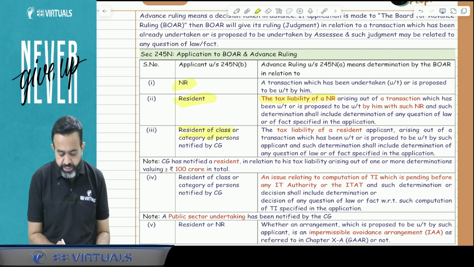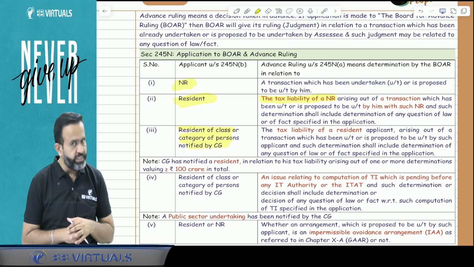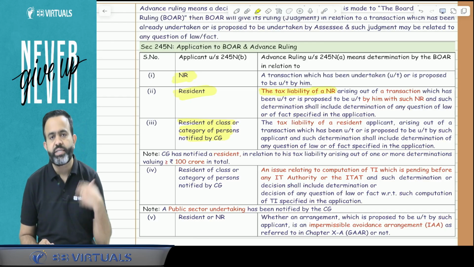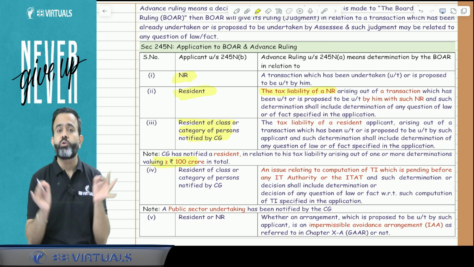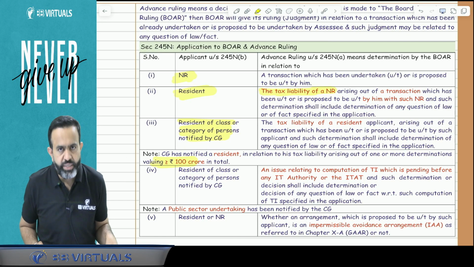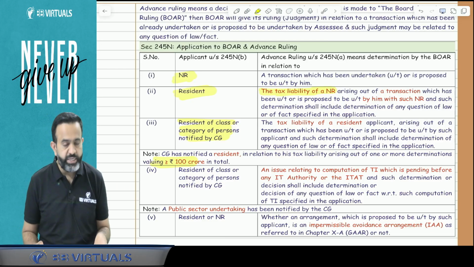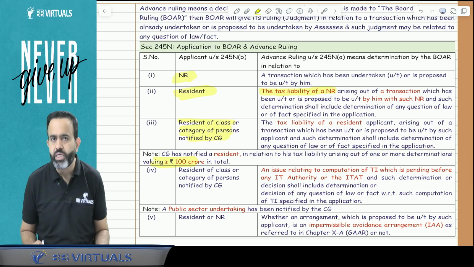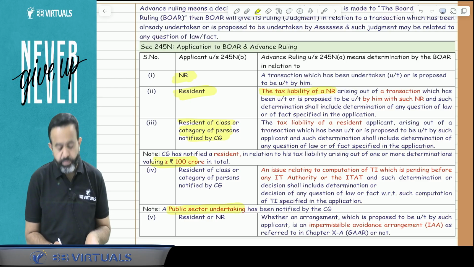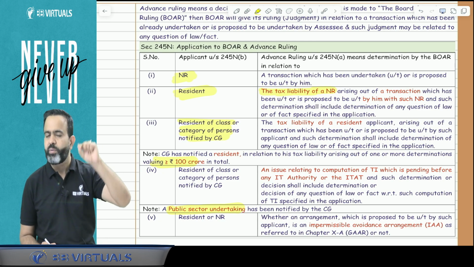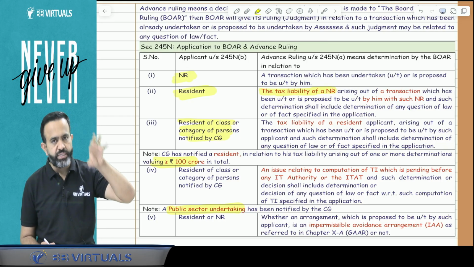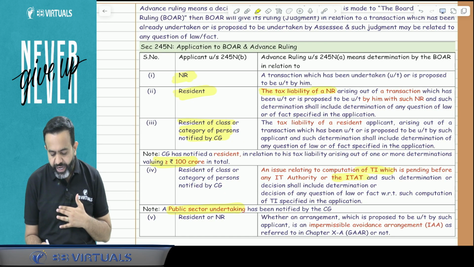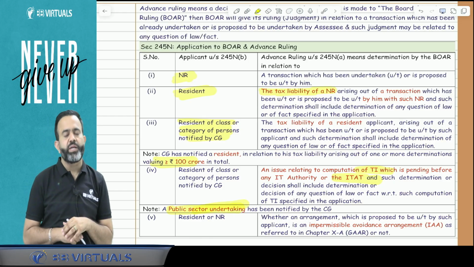Now third is any resident class of person notified by the Central Government, where the Central Government has notified that any resident person who has undertaken or is going to undertake a transaction whose value is 100 crore rupees or more, may apply for advanced ruling. Now the fourth is any notified class of person mentioned by the Central Government. One notified person is a public sector undertaking, whose case related to that issue is already pending either with the IT authority or the ITAT. In that case, the public sector company can apply for advanced ruling.